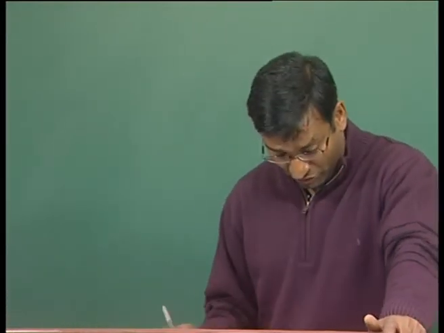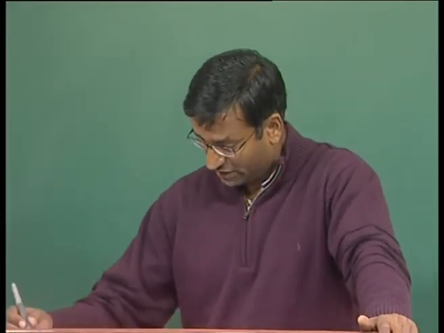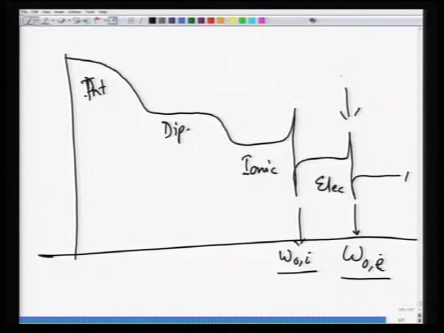So, this omega naught E is typically of the order of 10 to the power 15 hertz, and this is roughly 10 to the power 12 to 13 hertz. These are typical values, not absolute values. It will depend upon the system.